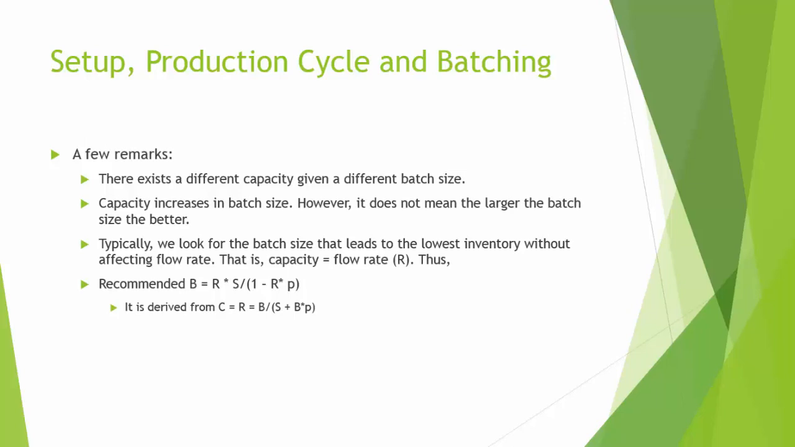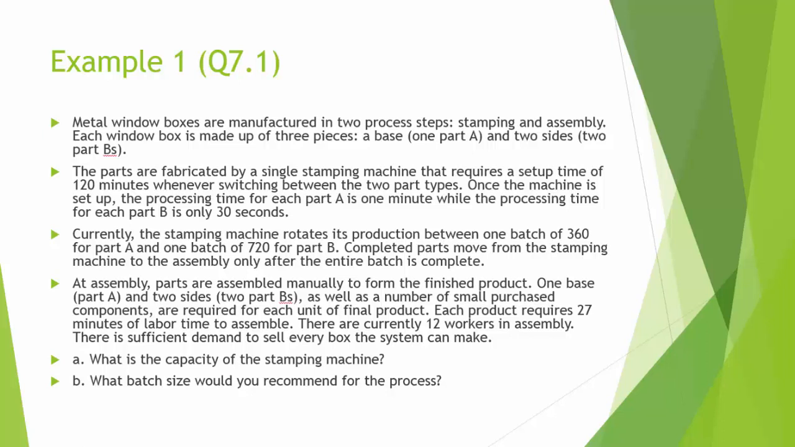Next, we are going to look at our first example. Metal window boxes are manufactured in two process steps, stamping and assembly. Each window box is made up of three pieces, the base, one part A, and two sides, two part Bs.